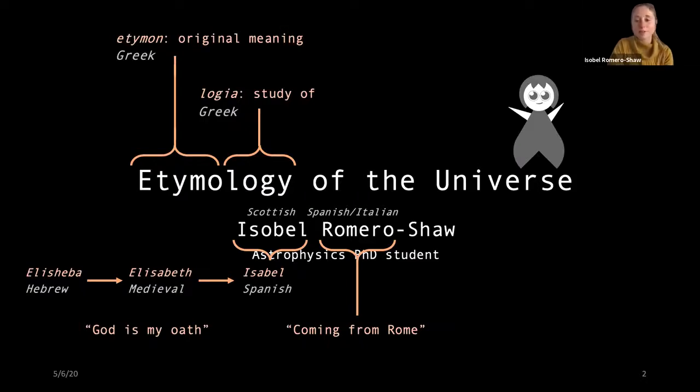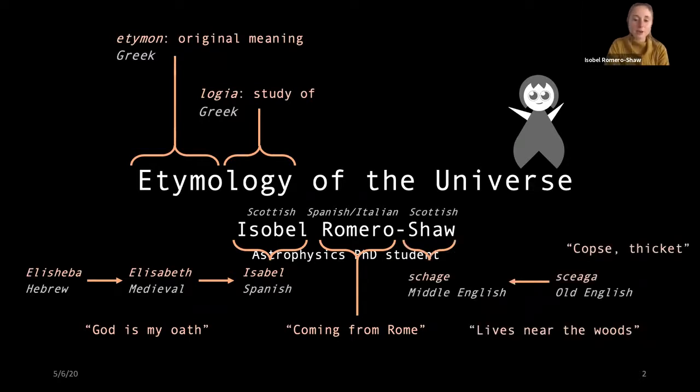So it might have referred to somebody who actually was from Rome, or somebody who had traveled there potentially on a pilgrimage. And the last half of my last name is Scottish, and it stems from an Old English word for copse or thicket, and is a name that would have been given to somebody who lived near the woods. So in its entirety, my full name means something like God-fearing woman from Rome who lives near the woods, which sadly is not a very accurate description of an atheist from England who lives in suburban Melbourne.